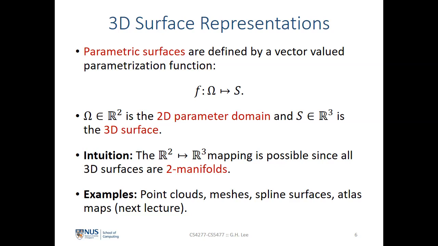There are some problems with this representation, although intuitively it seems to work. We'll look at the problem in more detail next week. The intuition here is that you would always be able to have a 2D domain omega living in the R2 space. If I have some coordinates which I call U and V, the assumption is that I'm able to always map every single point into a surface. This is actually a 2-manifold. But this assumption might not always be true.